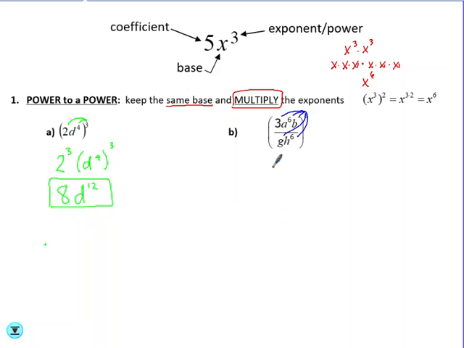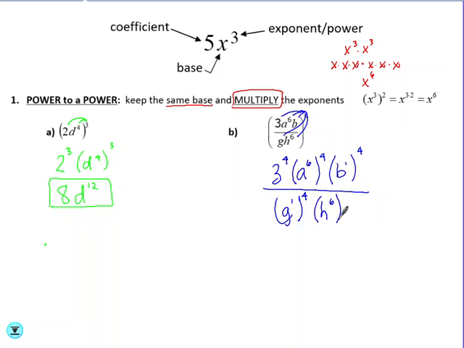So I'm going to rewrite this as 3 to the 4th times a to the 6th to the 4th. Since there is no exponent on b, I know that the invisible exponent is 1 over, same thing with the g, the invisible exponent is 1, h to the 6th to the 4th.